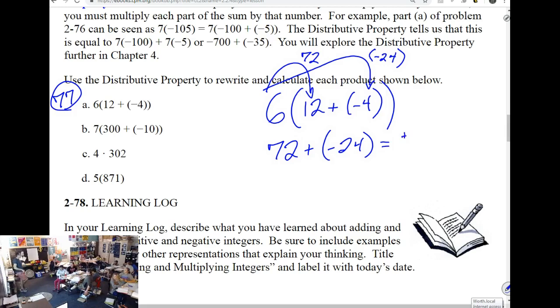Then what's the difference? Now this is hard. You might need to stack this. I will not lie to you. This is kind of more difficult because it's going to borrow. So 12 minus 4 is 8. 6 minus 2... Oh, okay. 48. Okay, that works out. Questions on distributing?